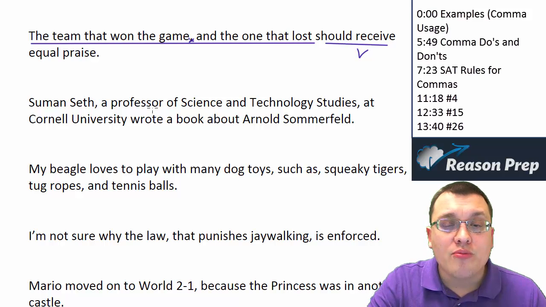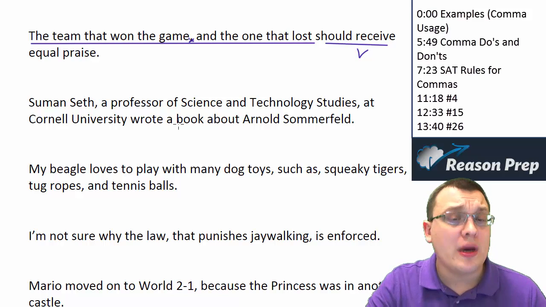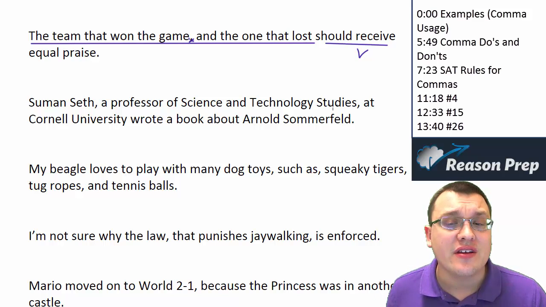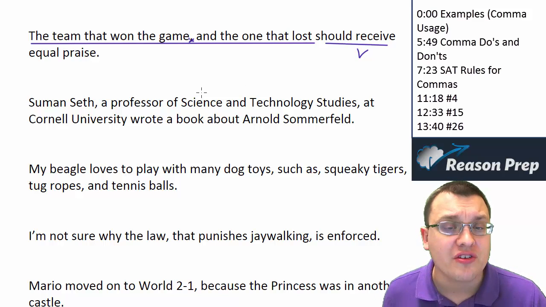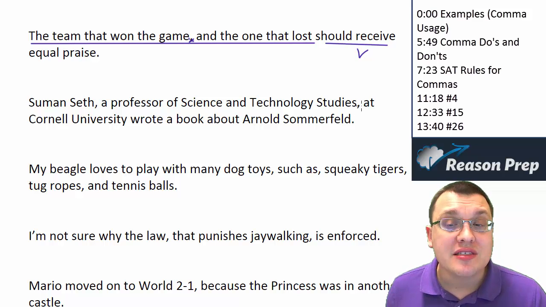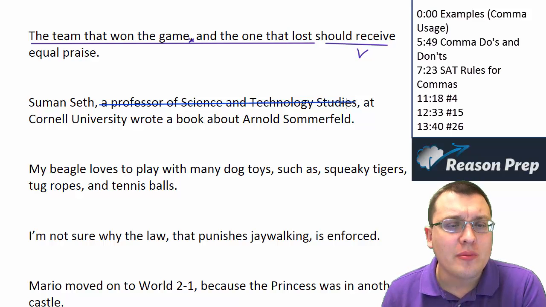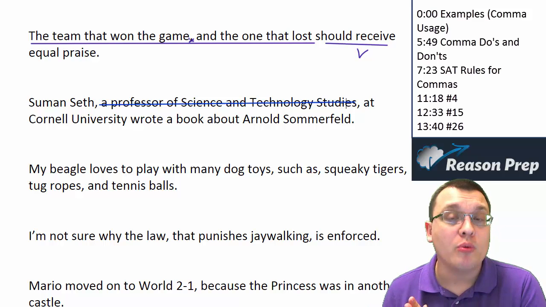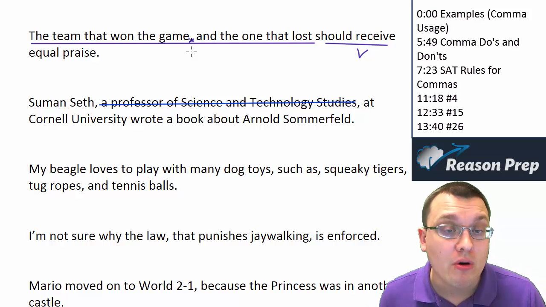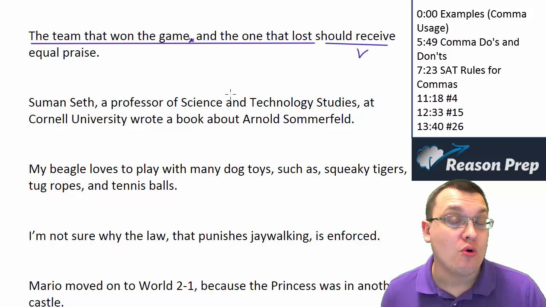Suman Seth, a professor of science and technology studies at Cornell University, wrote a book about Arnold Sommerfeld. So there's two ways to look at this one. If we wanted to make this non-essential, if this wasn't really important to the meaning of the sentence, we could have two commas here, but it's weird to have the comma after "studies" instead of being after "Cornell University." Because again, if you remove this from the sentence, you get something a bit strange. Suman Seth at Cornell University wrote a book about Arnold Sommerfeld. I mean, it's not terrible, but we've lost something which seems to me to be somewhat important, which is that he's a professor at Cornell University.